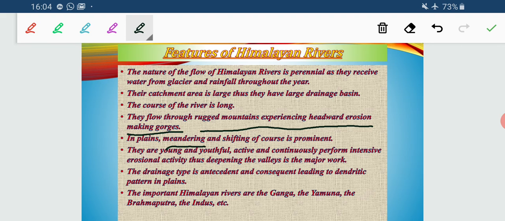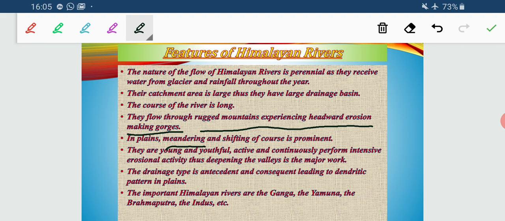And river Kosi, which is one of the important Himalayan rivers, frequently changes its course, which is why it is considered the sorrow of Bihar. Hopefully you know Damodar is considered the sorrow of Bengal. Similarly, river Kosi is considered the sorrow of Bihar, and there, due to unconsolidated sediments or huge sedimentation, the river Kosi very frequently shifts its channel or course. So this is very common for the Himalayan rivers.